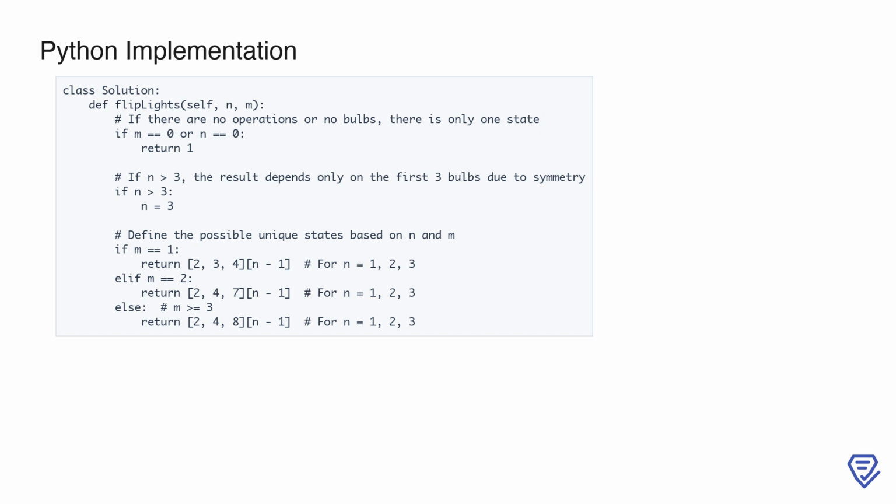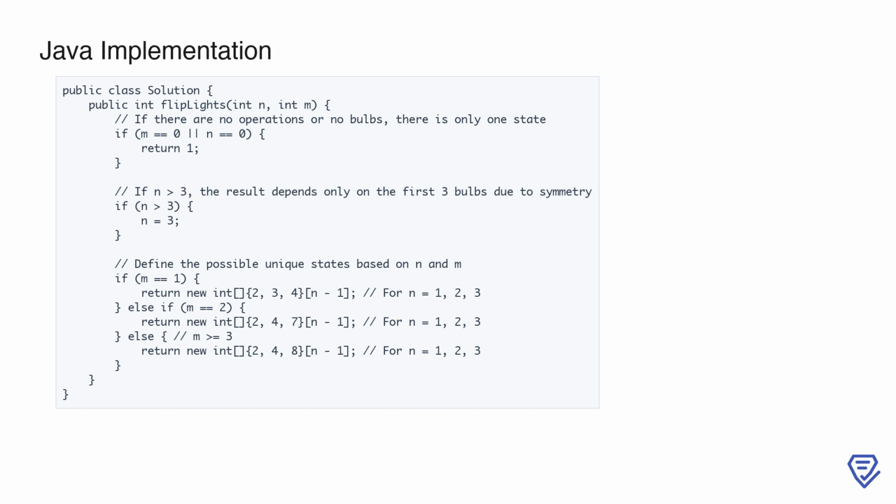This is the Java implementation for LeetCode problem number 672, Bulb Switcher 2. The logic mirrors the Python solution, with key differences including Java's stricter type declarations and array handling. The implementation handles cases for 0 operations or 0 bulbs, and adjusts for symmetry when n is greater than 3. Unique states are returned based on the values of n and m.